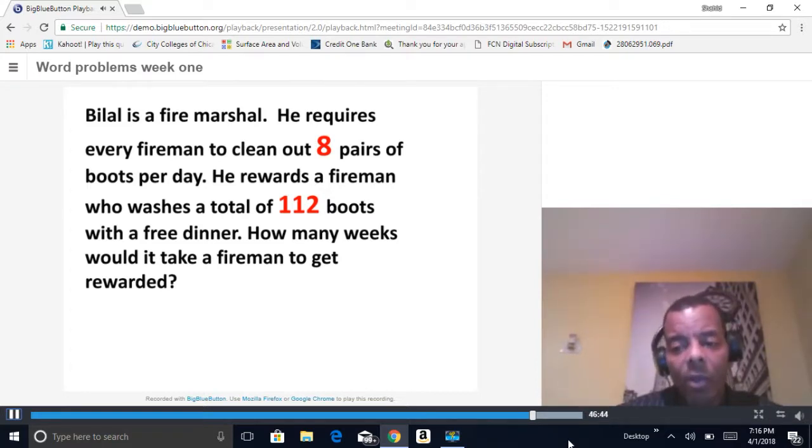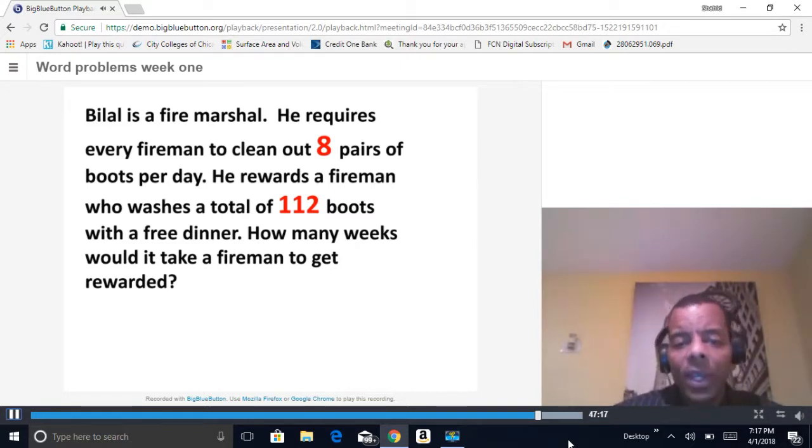Bilal is a fire marshal. He requires every fireman to clean out 8 pairs of boots per day. That's a little rough. He's putting them to work. Besides having to put out fires, they got to clean boots. What a rough fire marshal. So they have to clean 8 pairs of boots per day. Got it? He rewards a fireman who washes a total of 112 boots with a free dinner. Isn't that a nice fireman or fire marshal?